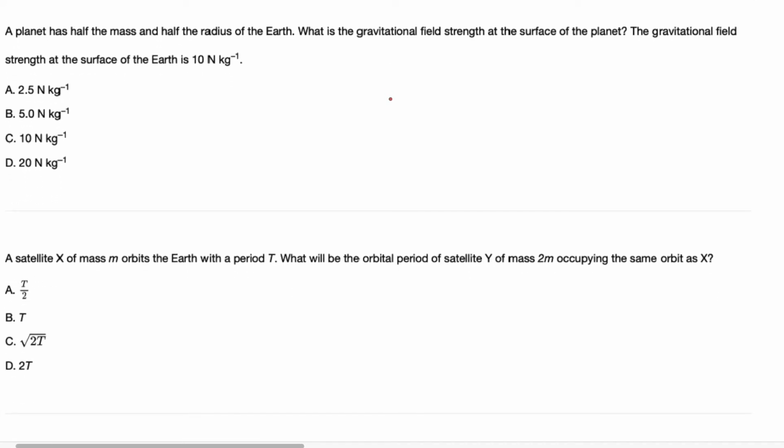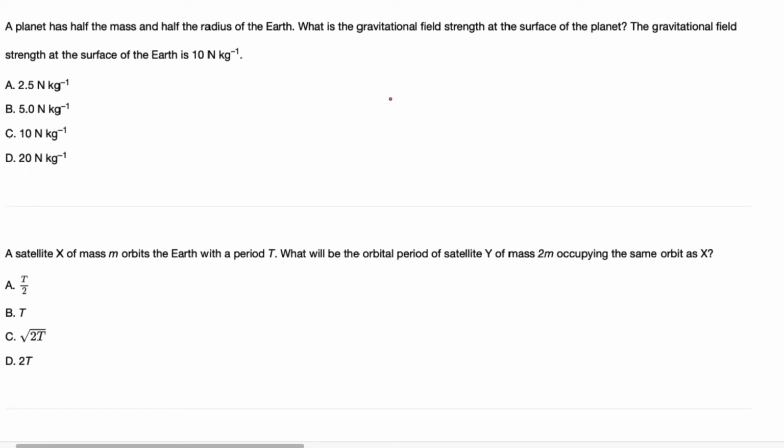A planet has half of the mass and half of the radius of Earth. What is the gravitational field strength at the surface of the planet? The gravitational field strength at the surface of Earth is 10 Newton per kilogram.